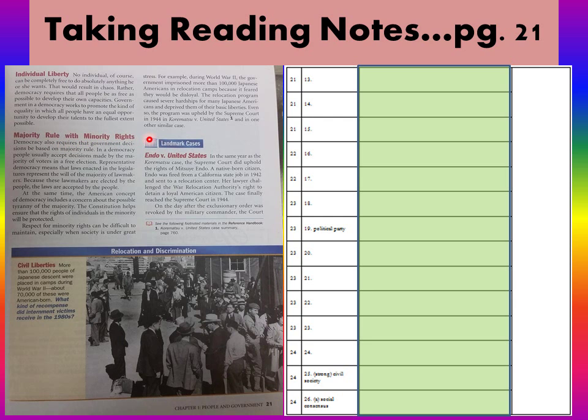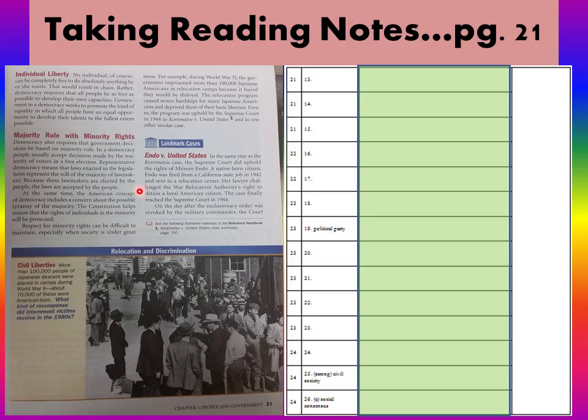That is self-explanatory, but I'll read it anyway. Democracy also requires that government decisions be based on majority rule. In a democracy, people usually accept decisions made by the majority of voters in a free election. Representative democracy means that laws enacted in the legislatures represent the will of the majority of lawmakers. Because these lawmakers are elected by the people, the laws are accepted by the people.